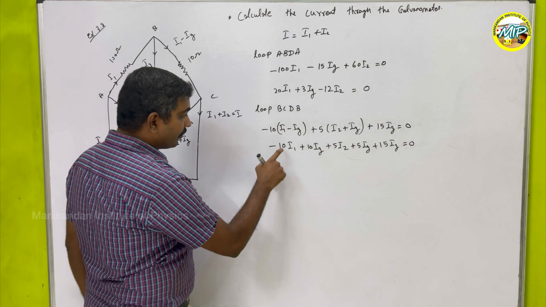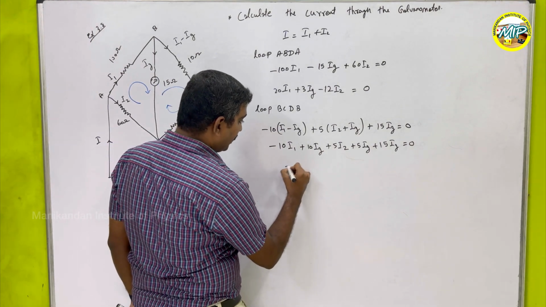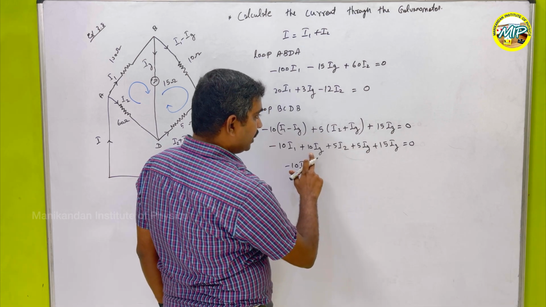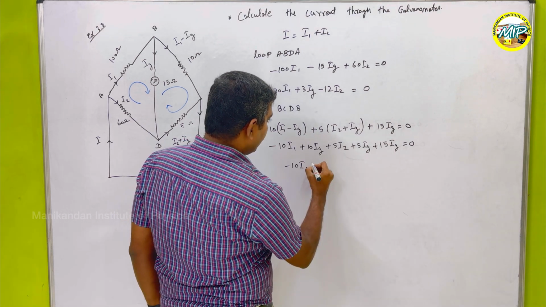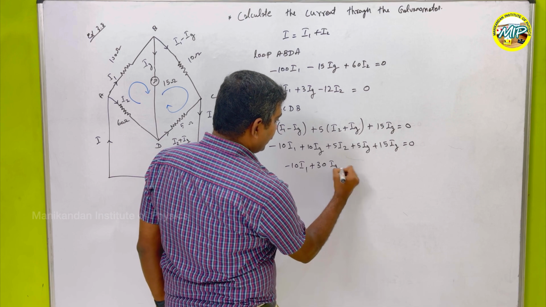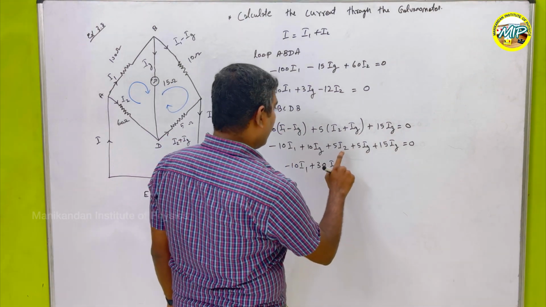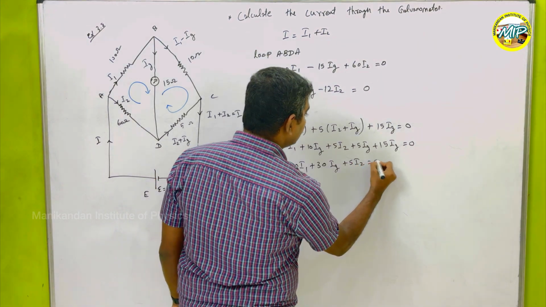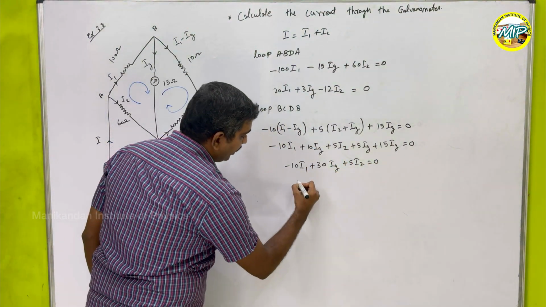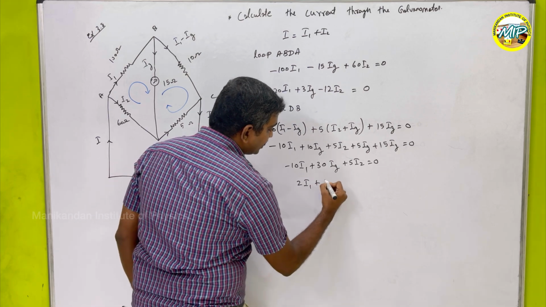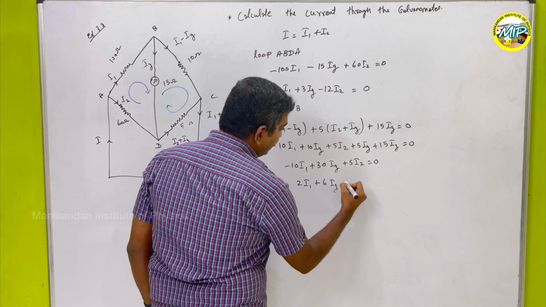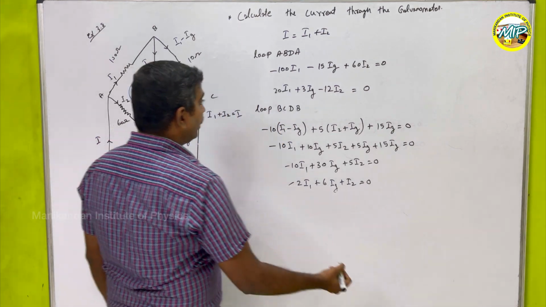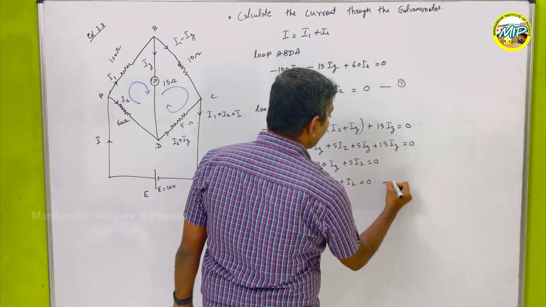So first I'm going to start with this 10. So minus 10 I1. So Ig: 10, 15, 30. So plus 30 Ig, and then we have 5 I2. So plus 5 I2 equal to 0. So divided by 5, I can simply take 2 I1 plus 6 Ig plus I2 equal to 0. So this is my equation 1 and this is my equation 2.